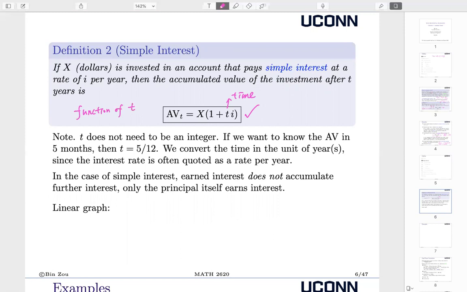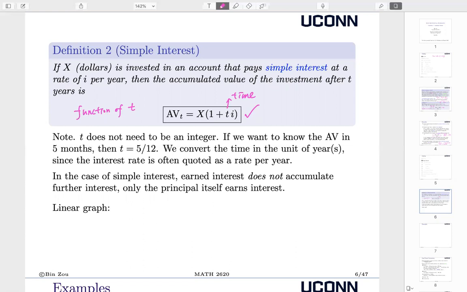Of course, it also depends on the size of the account at the beginning, that is x, and also depends on the interest rate I. But usually, those two are fixed at the beginning, right? You know how many dollars you have invested. You know the interest rate you will be getting in the future. So since x and I are often fixed, that's why I call AV_t a function of t. That's why you can see the time argument in the subscript.